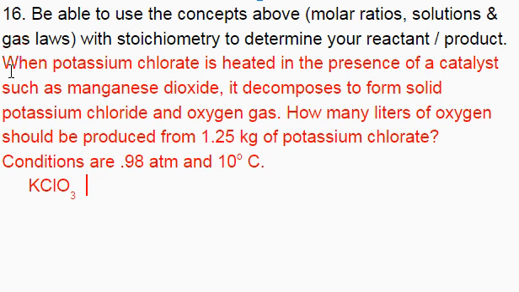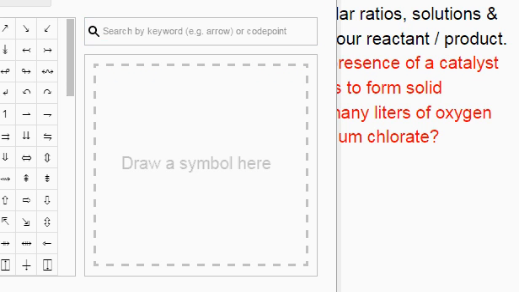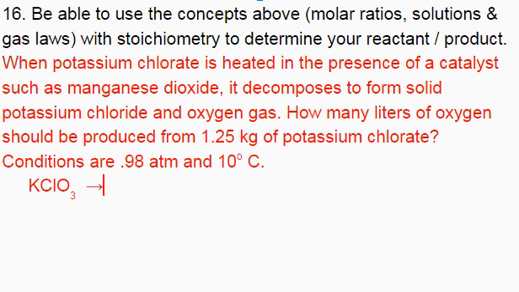Now this manganese dioxide, that's just a distractor. It says right there it's a catalyst, so it is not part of the balanced equation. So I'm going to go ahead and insert my arrow here. And I'm going to indicate my products, potassium chloride, KCl, and oxygen gas. So to balance this, I'm going to need 3 oxygen, 2 of those, which means I need 2 of these.